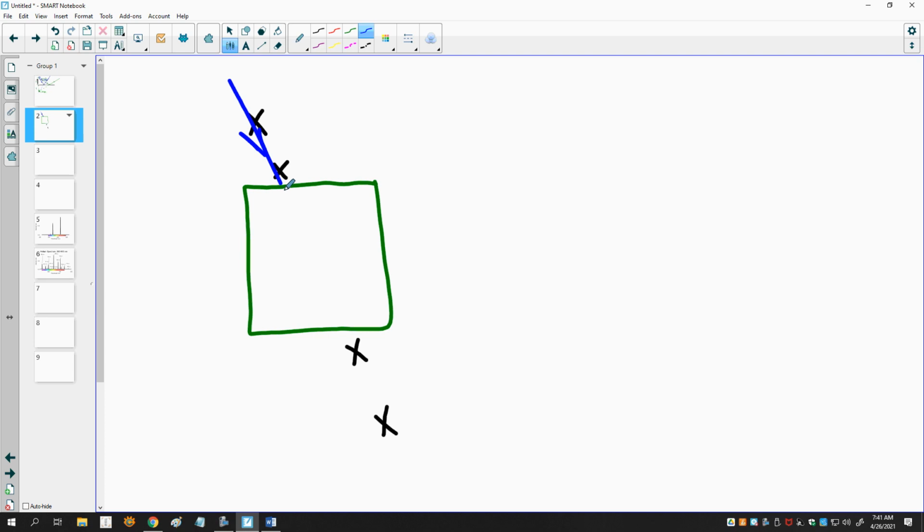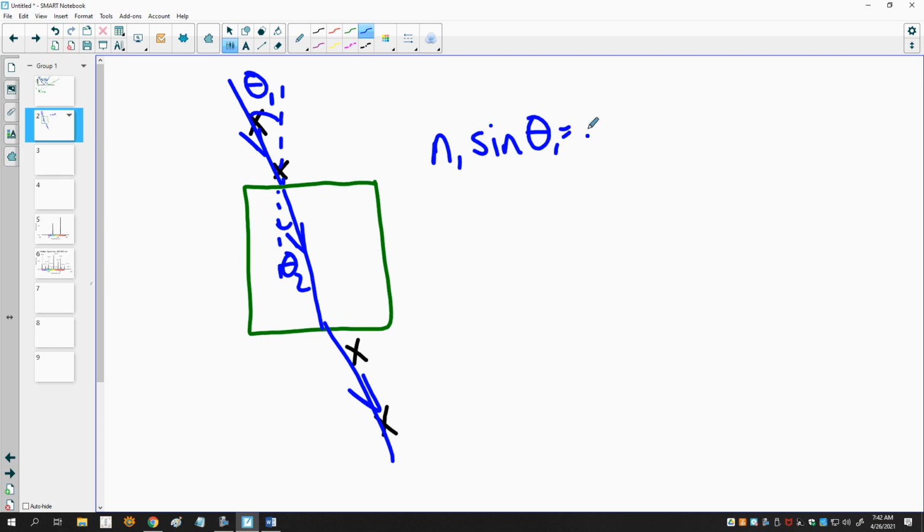It moves towards the normal line and then away from the normal line. I was a little sloppy, but you get the idea. You need to be able to measure the appropriate angles to calculate the index of refraction. That is, I need to measure theta 1 and theta 2, and I say n1 sine theta 1 equals n2 sine theta 2.